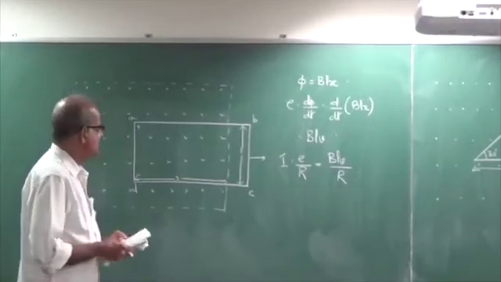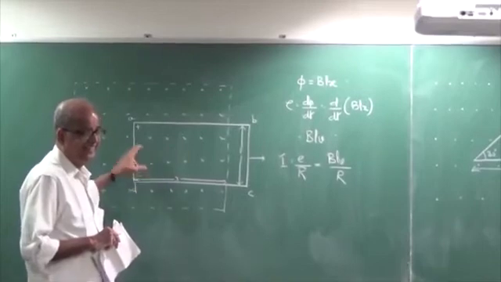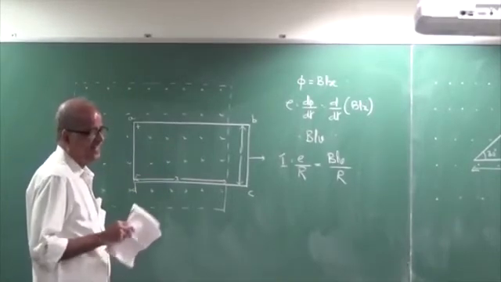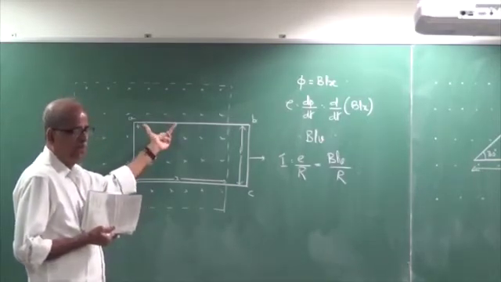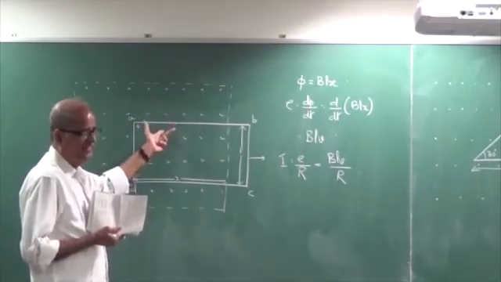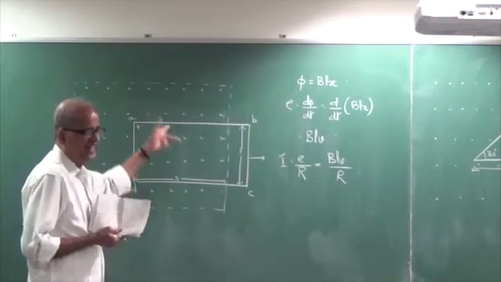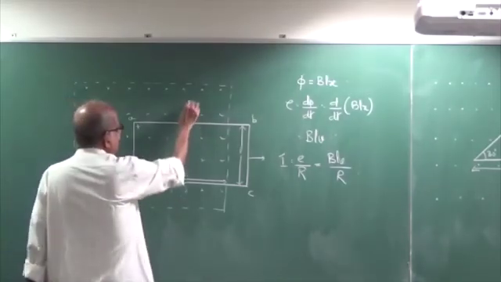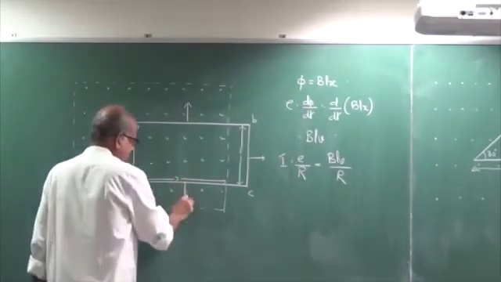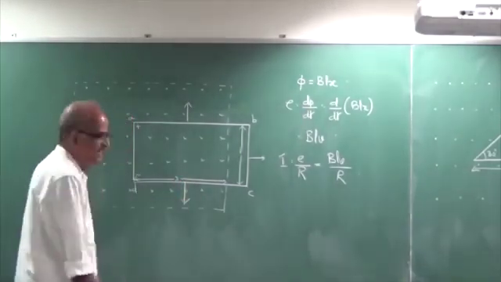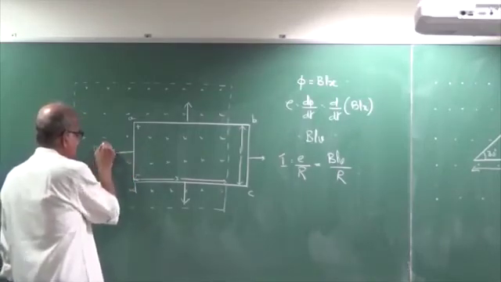Now, as a result of the current flowing, you can see there is a force acting on this. What is the force acting on this side? Can you tell me? Use the left hand rule. Forefinger in the direction of the field, middle finger in the direction of the current. There is a force. How much is that force? BIL.